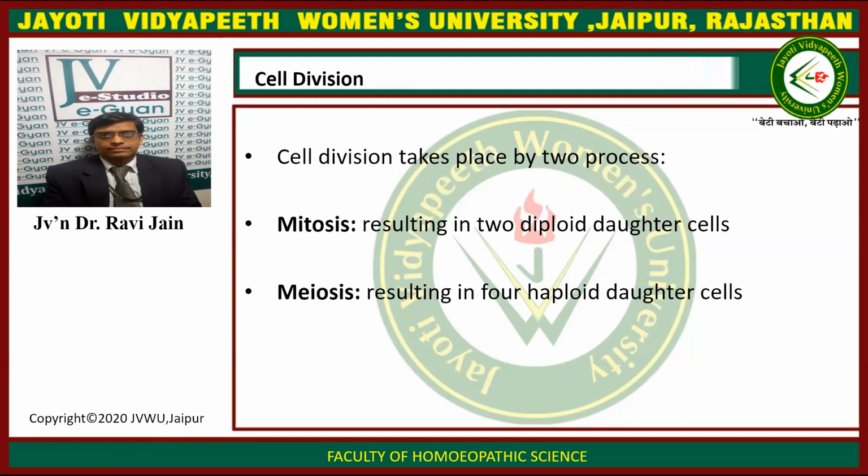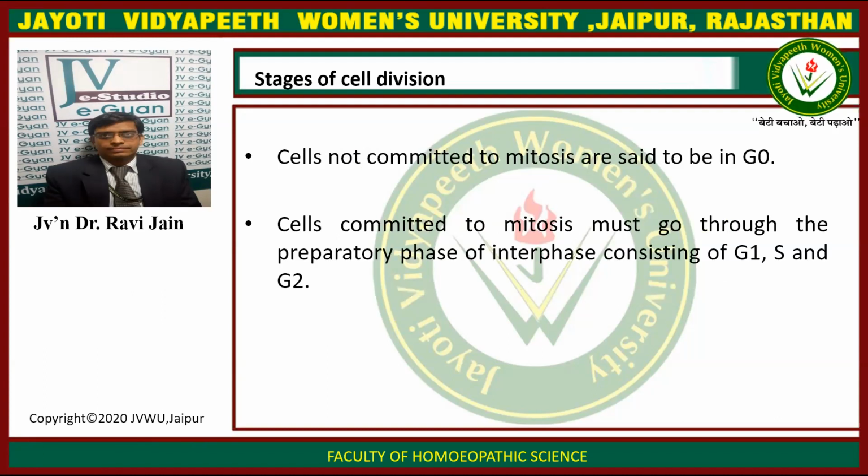Now, there are two types of cell division. Cell division takes place by two processes: one is mitosis and the other is meiosis. Mitosis results in two diploid daughter cells, and meiosis results in four haploid daughter cells.